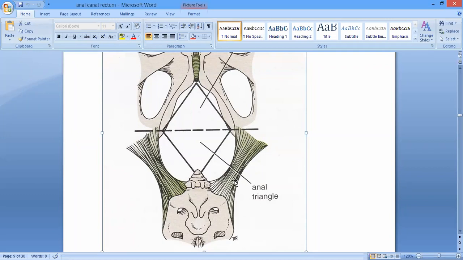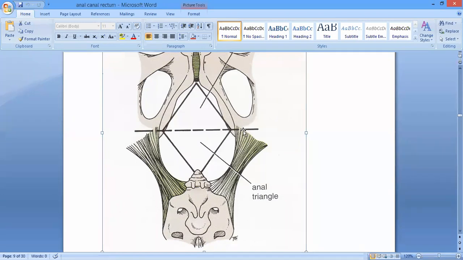Posterolaterally it is bounded by a strong ligament which extends from the sacrum to the ischial tuberosity. What's the name of the ligament? Sacral ligament? No, it's the sacrotuberous ligament, coming from the sacrum and going towards the tuberosity. This arrangement of the bones and the ligaments at the pelvic outlet gives this space a diamond shape.